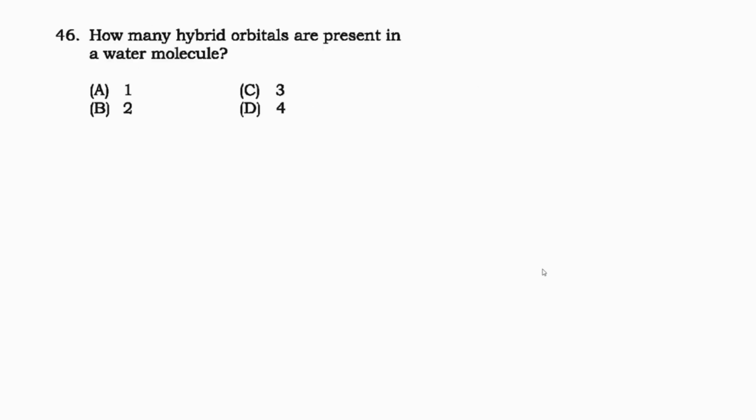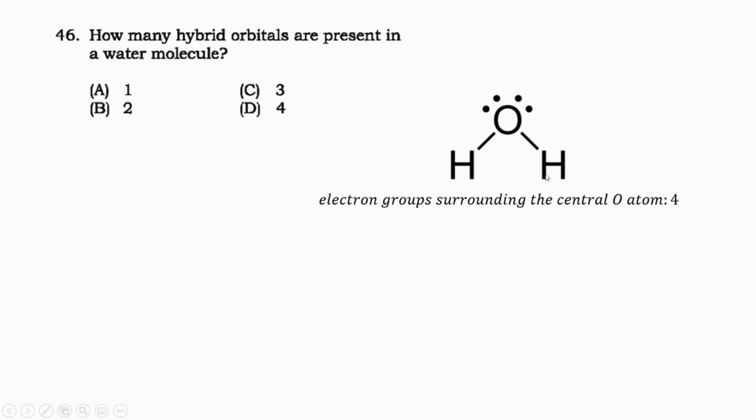Problem number 46. How many hybrid orbitals are present in a water molecule? So, kailangan natin i-drawing yung water natin. Now, if you look at our central atom, which is yung O natin, meron siyang 4 electron groups. May dalawa tayong single bonds, may dalawa rin tayong lone pair. Since 4 yung nabilang natin, ang sagot sa problem na to ay 4 hybrid orbitals. So, D.